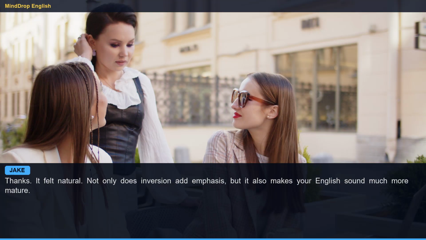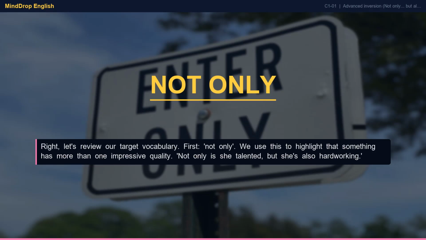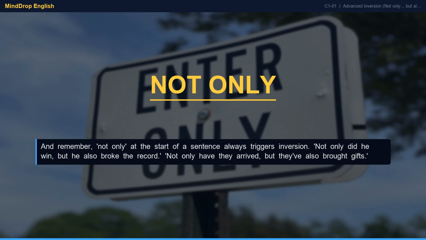Couldn't agree more. Right, let's review our target vocabulary. First, not only. We use this to highlight that something has more than one impressive quality. Not only is she talented, but she's also hardworking. And remember, not only at the start of a sentence always triggers inversion. Not only did he win, but he also broke the record. Not only have they arrived, but they've also brought gifts.